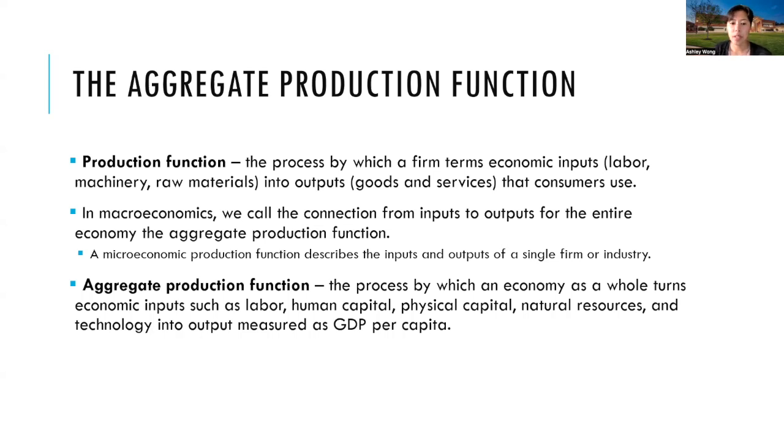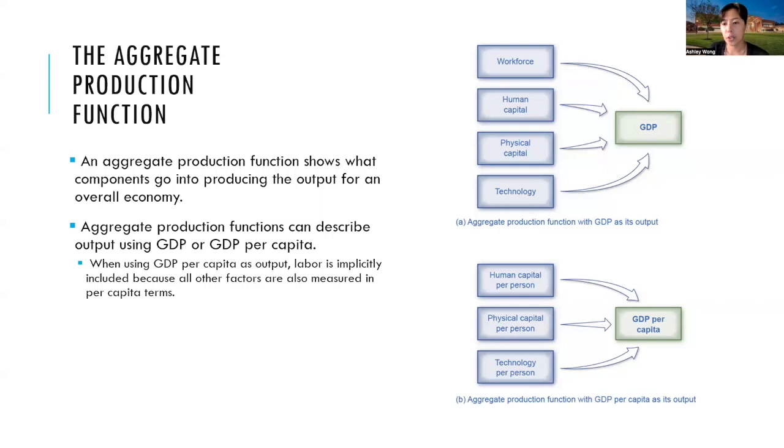And in macroeconomics, we are focusing on the aggregate production function, which is the connection from inputs to outputs for the entire economy. And what we will do is we'll measure this output using GDP per capita. So on this slide, we have a visual representation of our aggregate production function. So in these blue boxes, we're showing our inputs. So the workforce being labor, human capital, physical capital, technology. We can include natural resources here as well. And the arrows are representing that production process, and our output is GDP or GDP per capita.